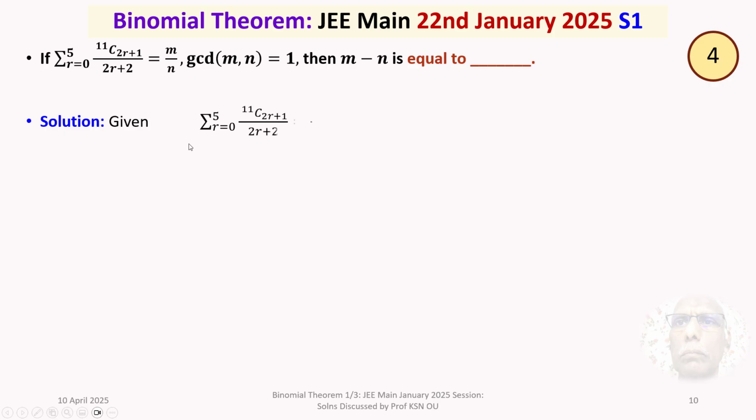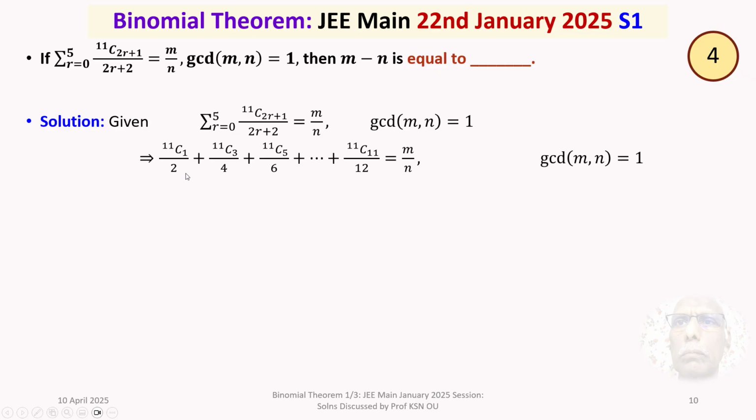Let's now discuss the solution of the problem in detail. Sigma r equals 0 to 5 of 11C(2r plus 1) by (2r plus 2) is equal to m by n, where GCD of m and n is 1. Now expand this. 2r plus 2 suggests the denominators will be even. r is 0: 11C1 by 2, r is 1: 11C3 by 4, r is 2: 11C5 by 6, plus etc. r is 5: 11C11 by 12, that's equal to m by n.